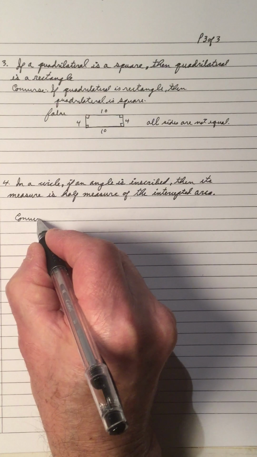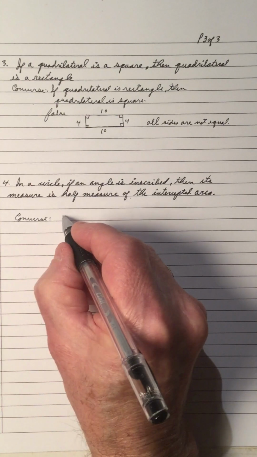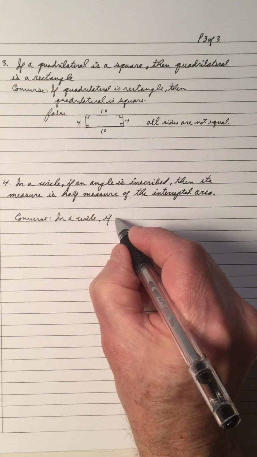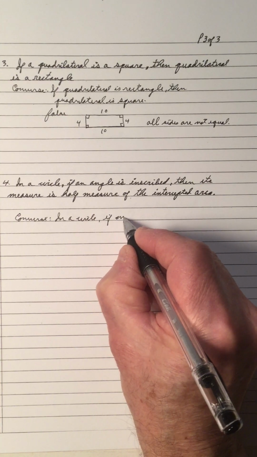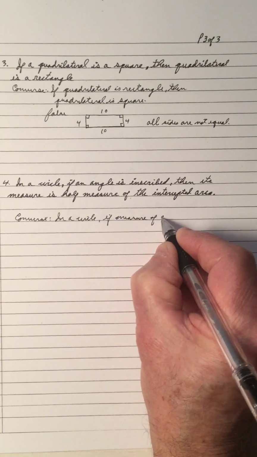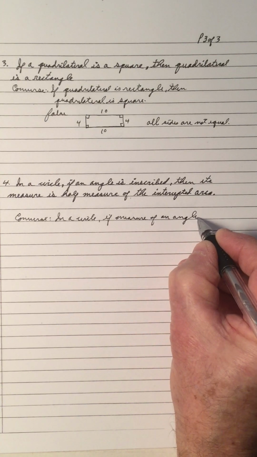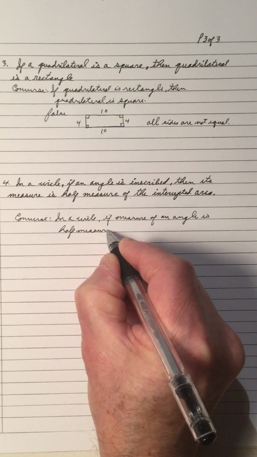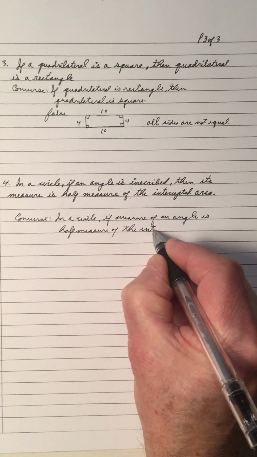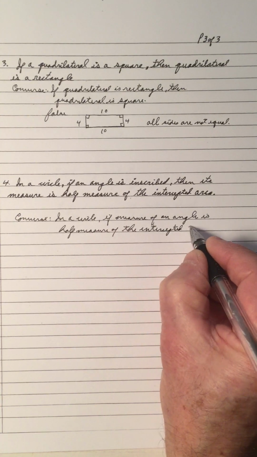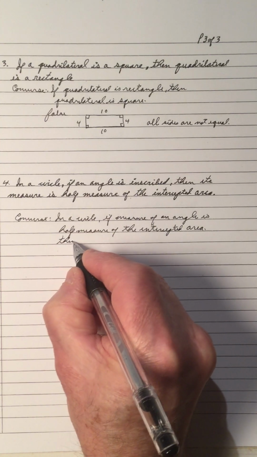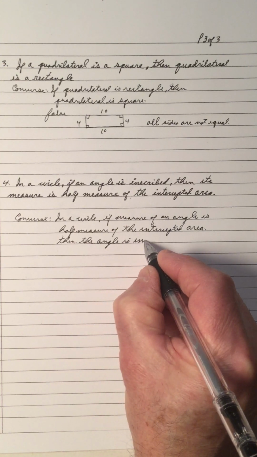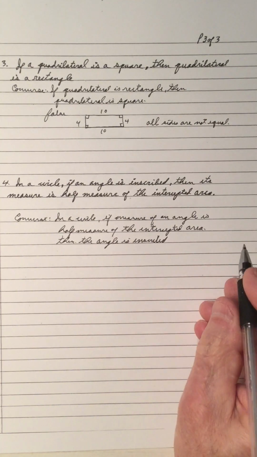So what's this converse? So let's switch it around. The converse in a circle, if the measure of an angle is half the measure of the intercepted arc, then the angle is inscribed.